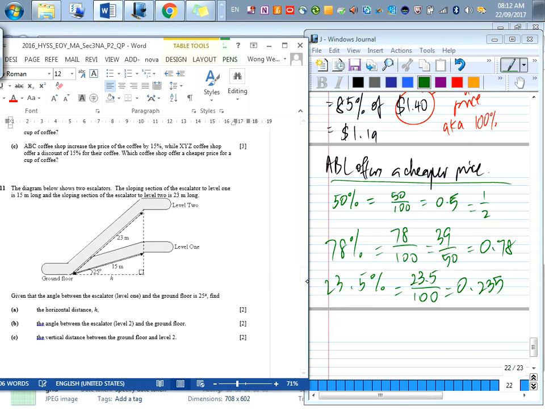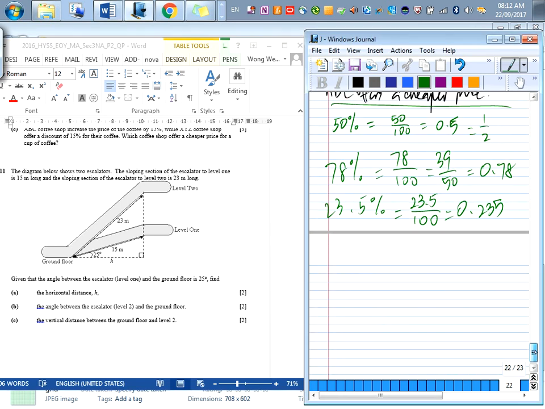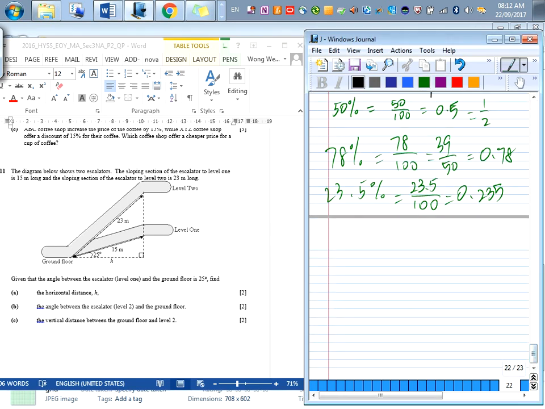What do you say? 11A. The angle between the escalator and the ground floor is 25 degrees. So this angle over here is 25 degrees. This is a right angle triangle. They've shown it to you already. So let me just sketch it out. So here I have 25 degrees. This is 90 degrees. Over here I have H, and this is 15.